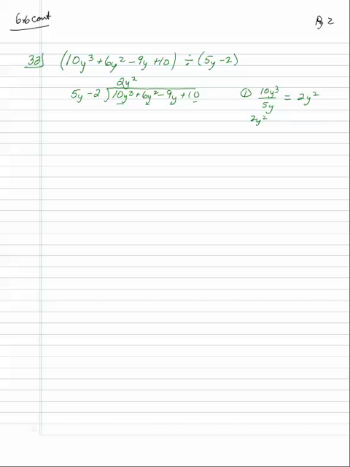Multiply 2y squared times 5y minus 2, which is 10y cubed minus 4y squared. Then you're going to subtract. So remember, you're going to distribute the minus sign. So that's 10y cubed minus 10y cubed is 0. 6y squared plus 4y squared is 10y squared. Bring down the next term, and we start over again. So now we're going to do the next loop.